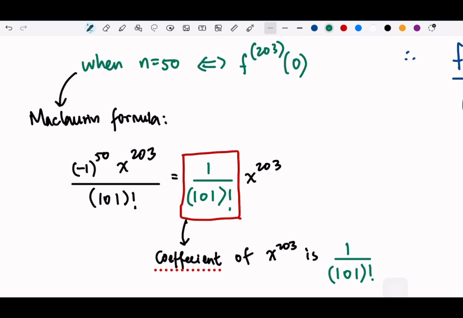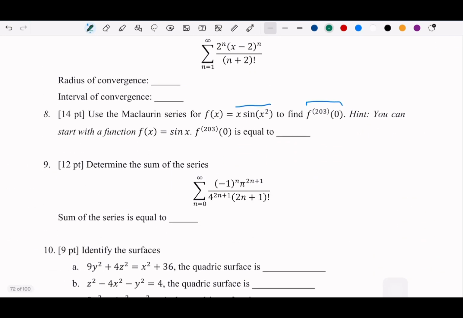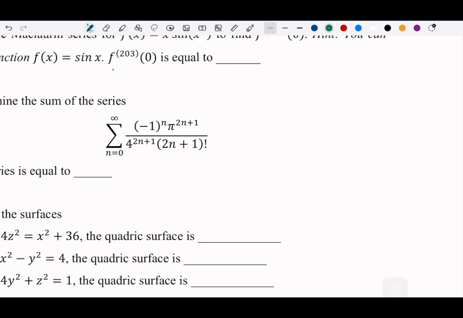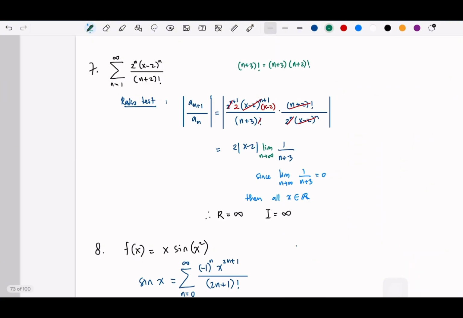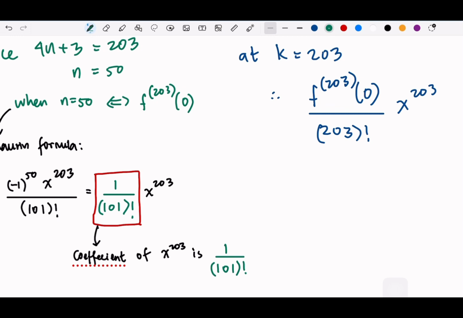Oh, and what is the question? The coefficient or what? I forgot the question. Oh, the 203rd derivative of f at 0. So this is the question. Okay, not the coefficient. Sorry. So we need to write it completely.